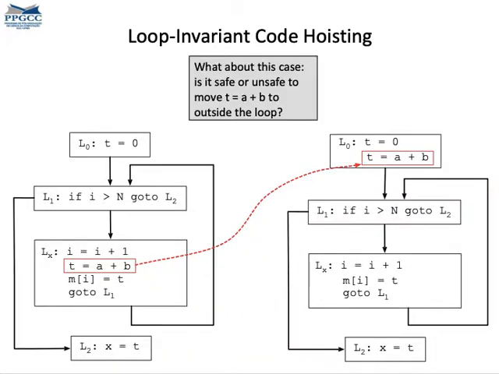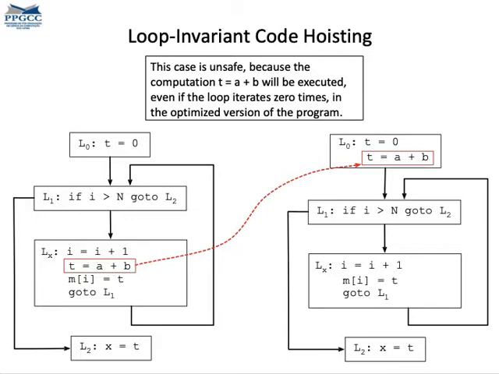Now consider this case. Is it safe to hoist t equals a plus b outside the loop? Pay attention to how t is used. Well, in this case, code hoisting is unsafe. It's actually illegal because it can change the semantics of the program. If the loop does not execute, then we should assign t equals 0 to x at label L2. But the hoisting is changing that. See the program on the right, how it behaves.